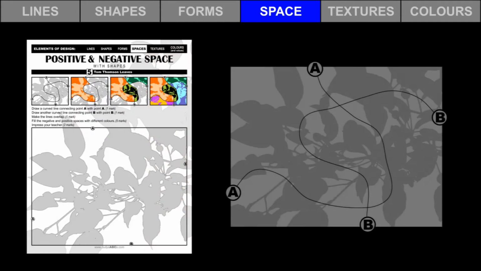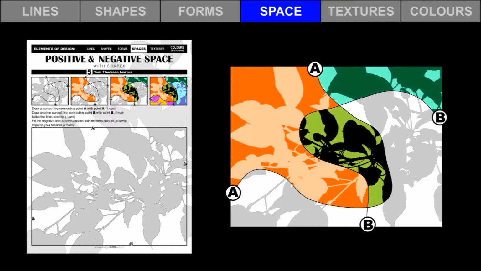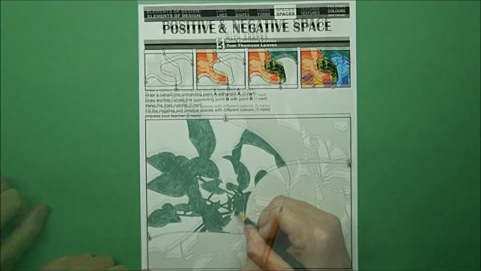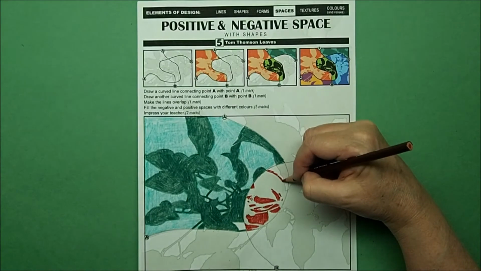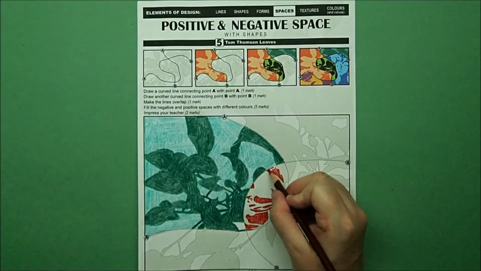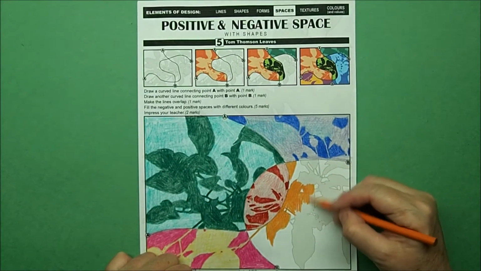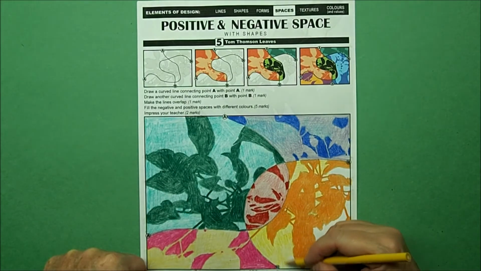Let's try it. Draw two curved lines connecting point A with point A and point B with point B. Make the lines overlap. Fill the negative and positive spaces with different colors. We can see that when we create artwork, it is important to consider both the positive and negative space.